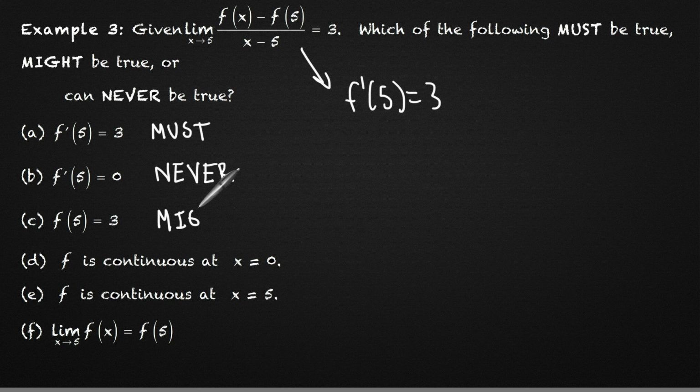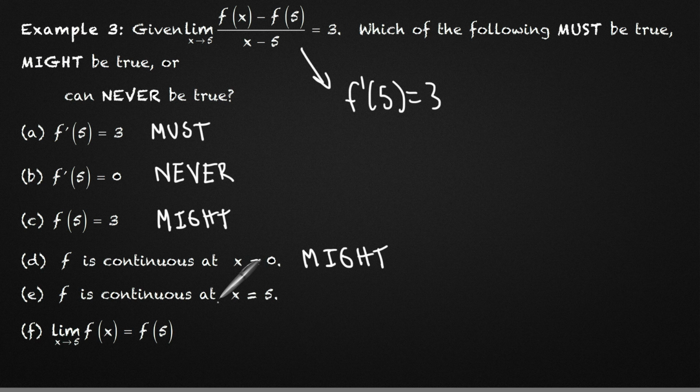Don't know for sure because we don't have enough information to know what the graph is doing and what the y value is when x is 5. We don't know. Now, f is continuous at x equals 0. Once again, it might be true because we don't have any information about this graph when x is 0. It may be true, it may not be true.